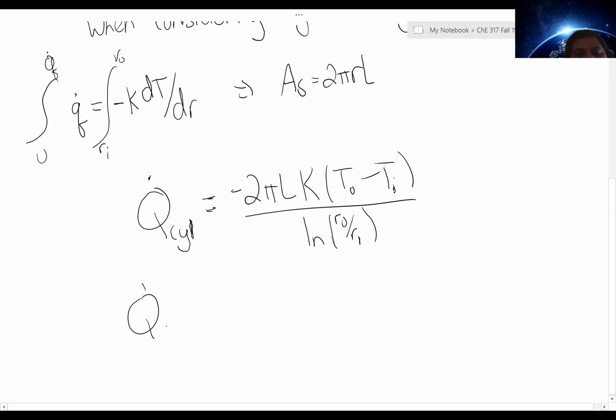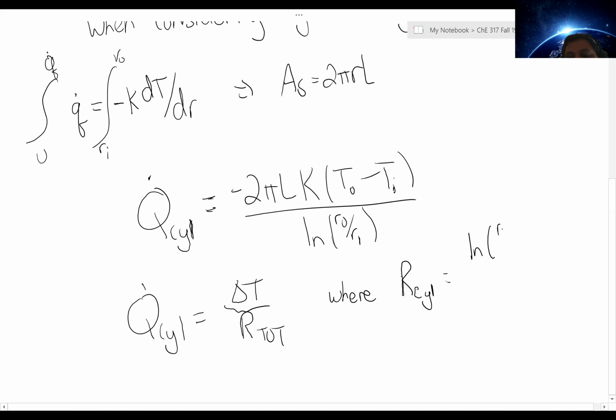And if we wanted to, we can also consider this in terms of a thermal resistance system, where the thermal resistance through a cylinder is essentially ln of R_O over R_I divided by 2 pi L k.